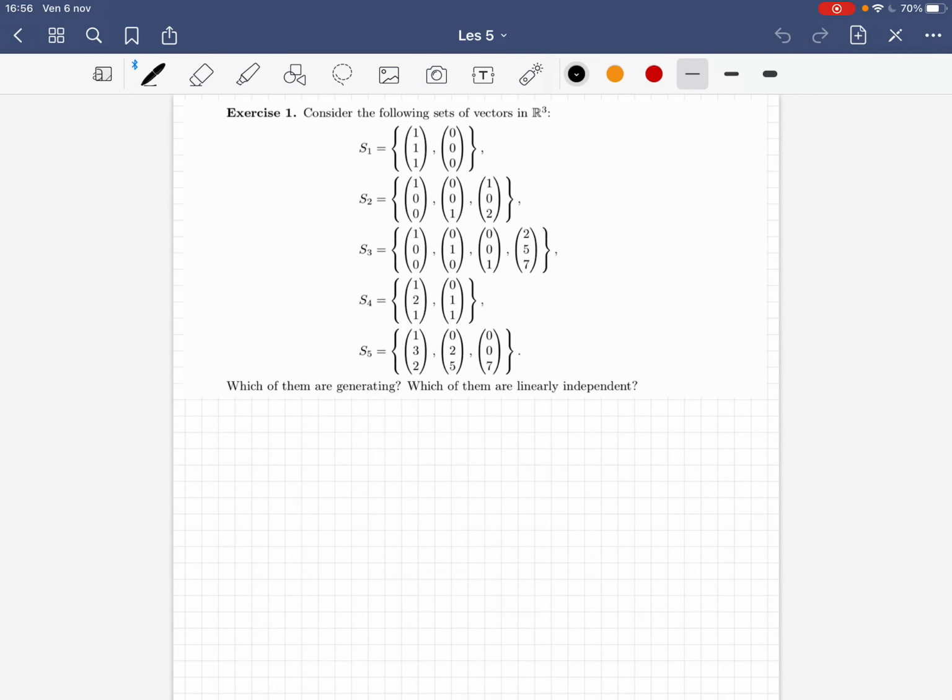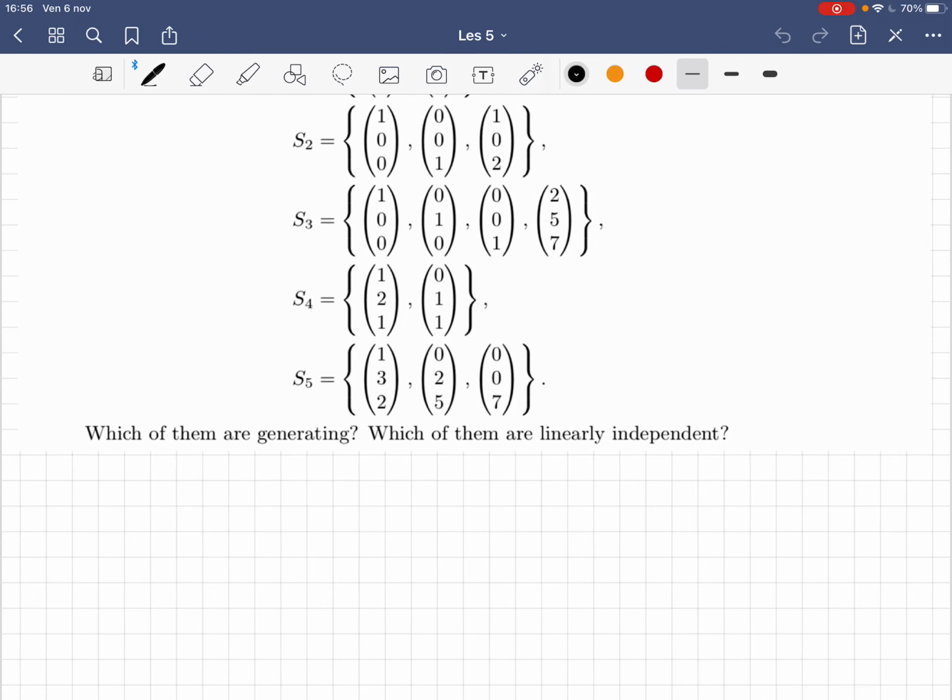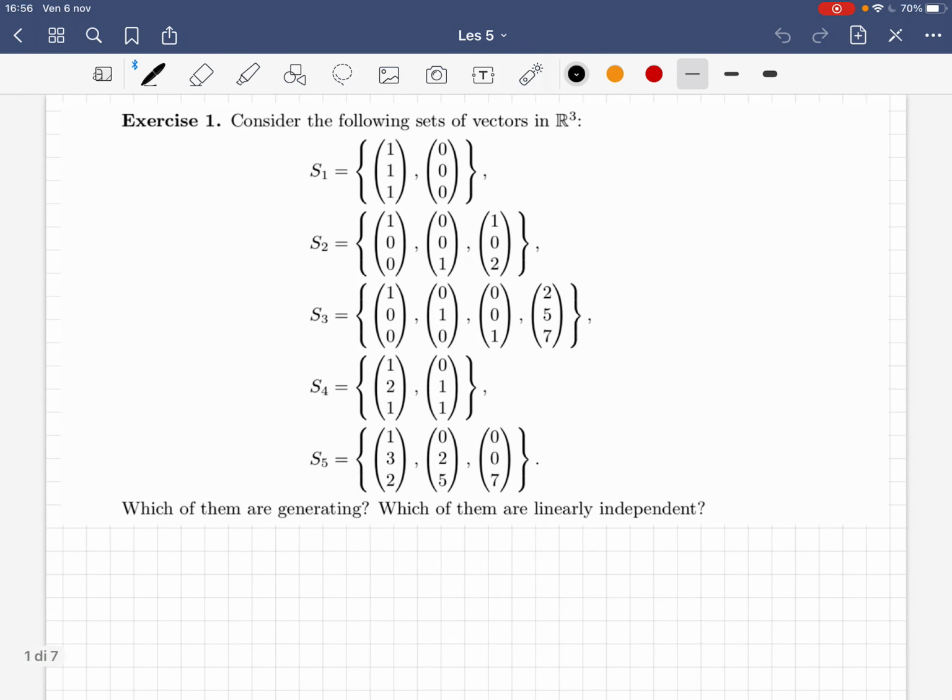So, welcome back, and we're here again with a new set of exercises. And this time it's going to be about subspaces. Subspaces and linear independence and generation, and also basis of subspaces. So, let's start.